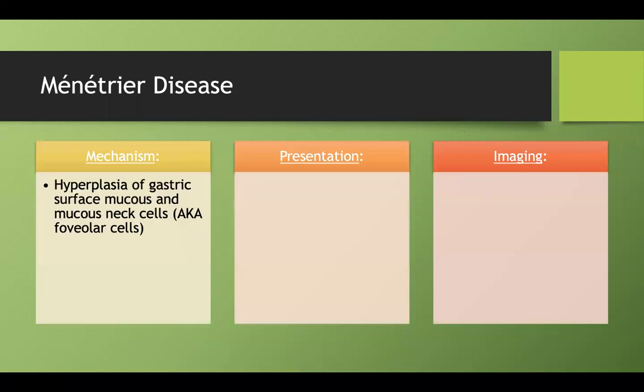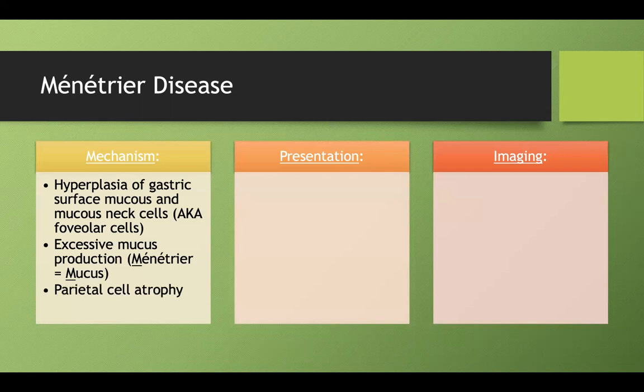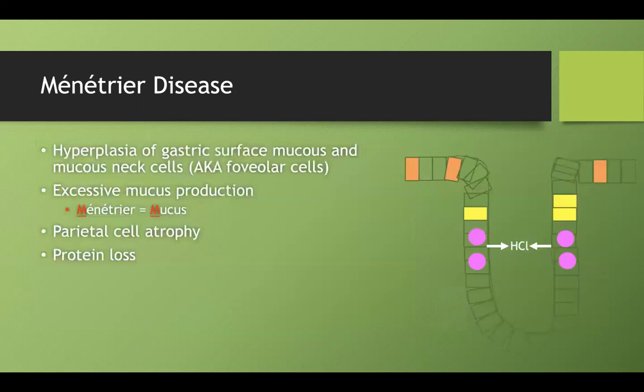So what happens in Menetrier disease is that your surface mucus and mucus neck cells get really, really big. They just start overproducing stuff. And because their job is to produce mucus and bicarb, they're obviously going to produce excess mucus. What this will do is it'll actually cause your parietal cells to die and you'll start losing protein. So let's go over each of those things and why that happens.